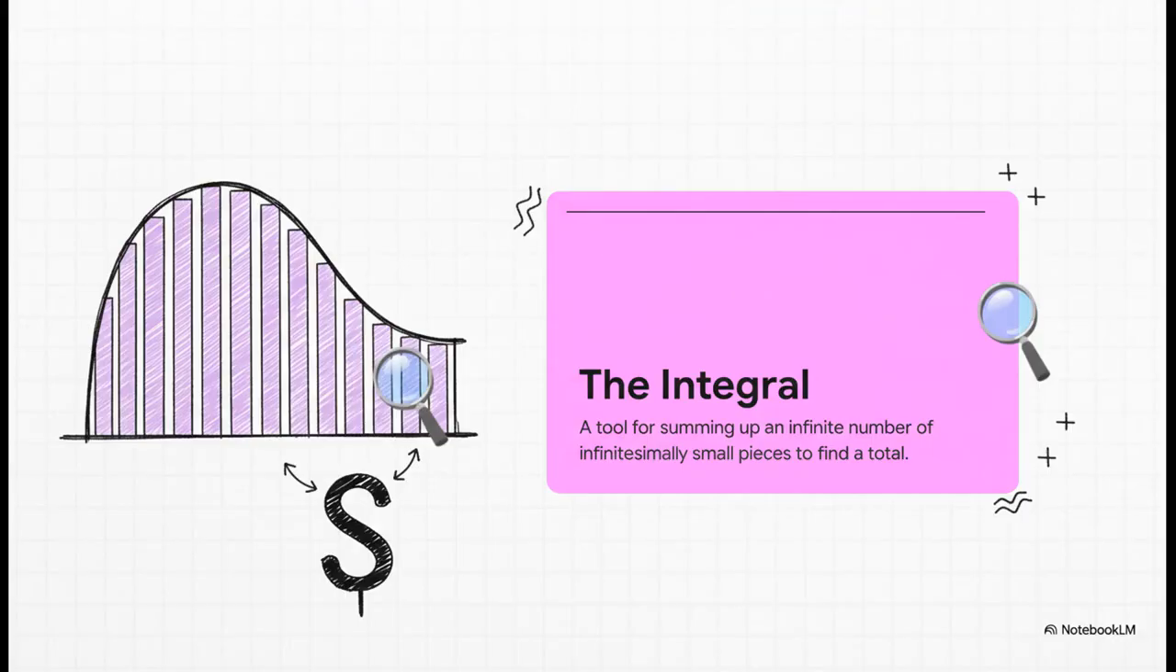The solution calculus came up with is called the integral. And the idea is actually brilliant. You just slice that complicated, curvy shape into a huge number of incredibly thin little rectangles. Now, the area of each one of those tiny rectangles is super easy to find. The integral is just the tool that sums them all up to give you the exact total. It's like the ultimate summing machine.